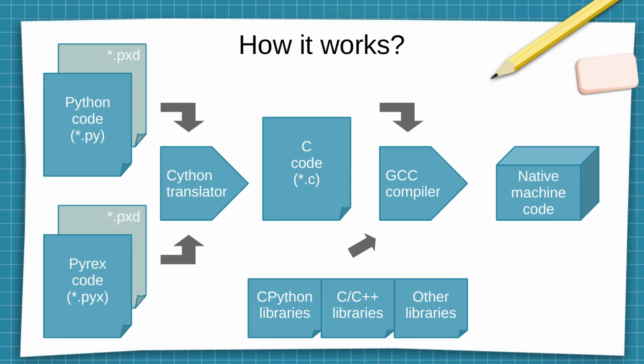Let's see how it works. The main tool is the Cython translator. It is available as a standalone binary and as a Python module. It's written in Python. Its purpose is to take the Python or Pyrex code along with augmentation files and translate them to C code. Then the generated C code is compiled and linked with CPython and other libraries to get native binary executable files. That is done by GCC.